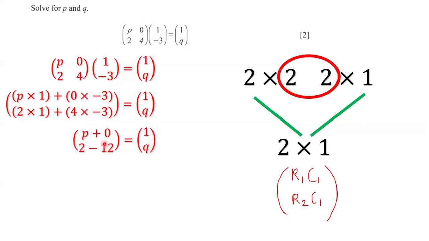Let's see if we can simplify some more. P plus 0 is simply P, and 2 plus -12 is -10. Now, two matrices are equal if corresponding entries are equal. So that means that P must be equal to 1 and Q must be equal to -10. And so that's the answer for this question: P is equal to 1 and Q is equal to -10.